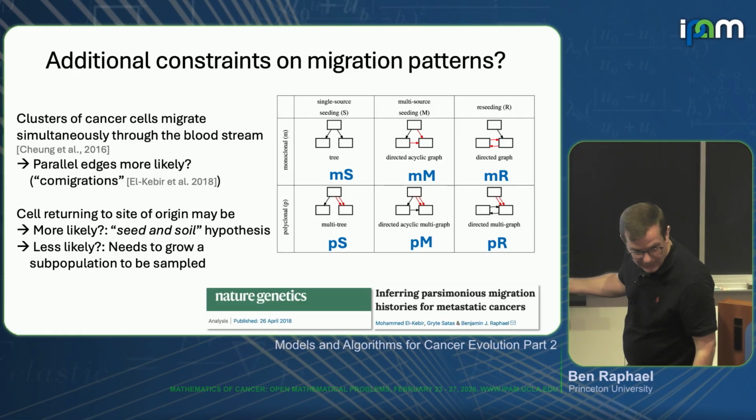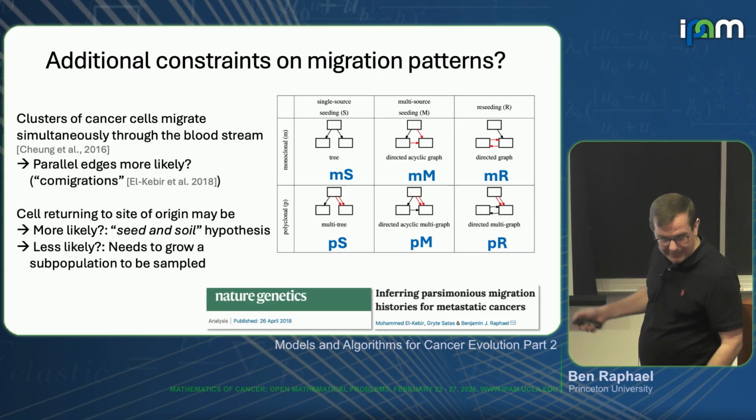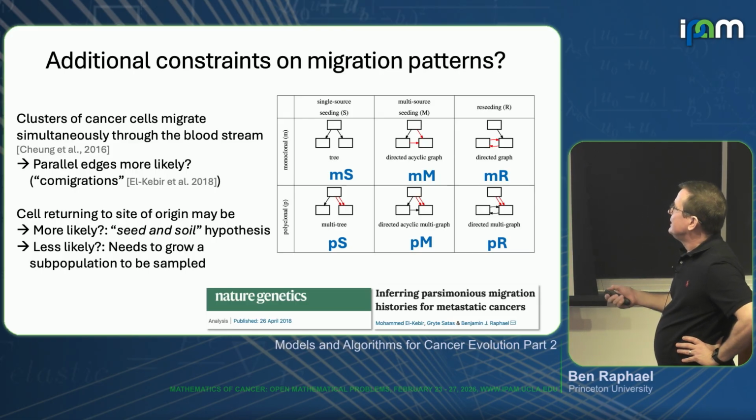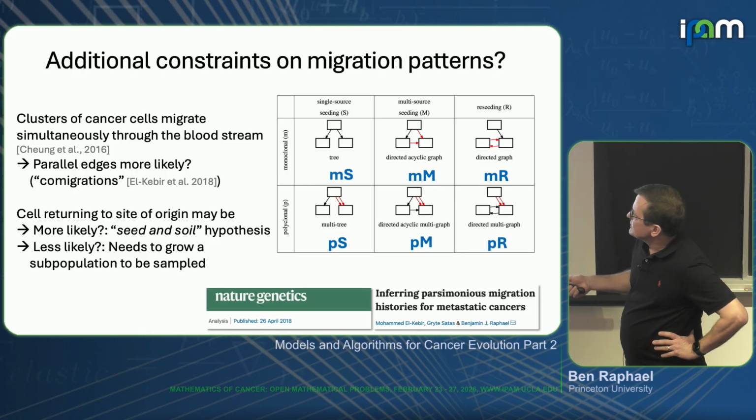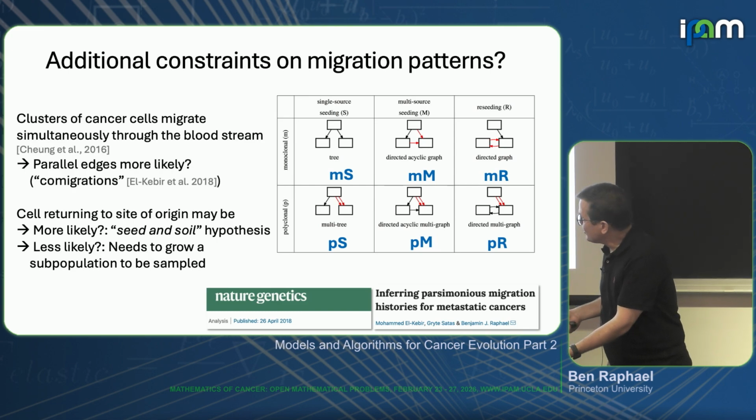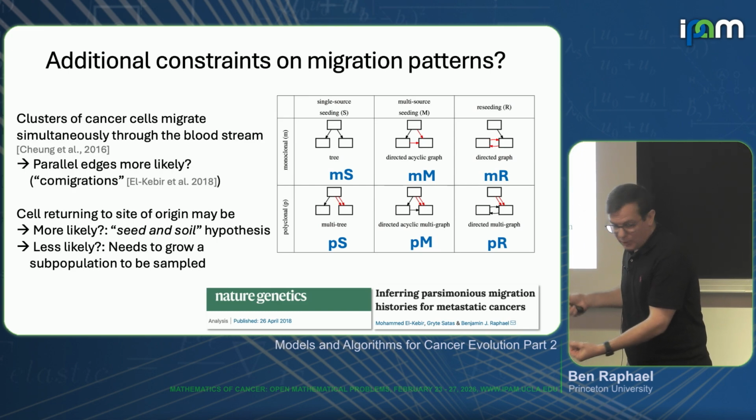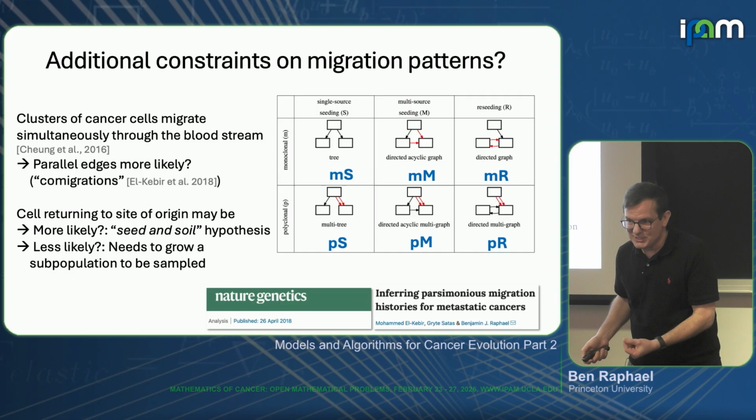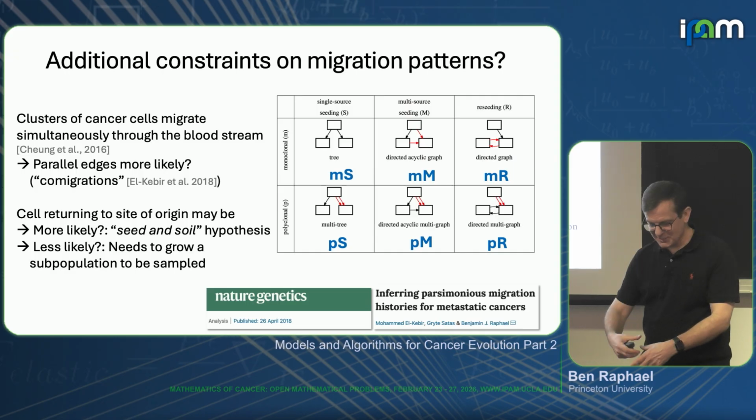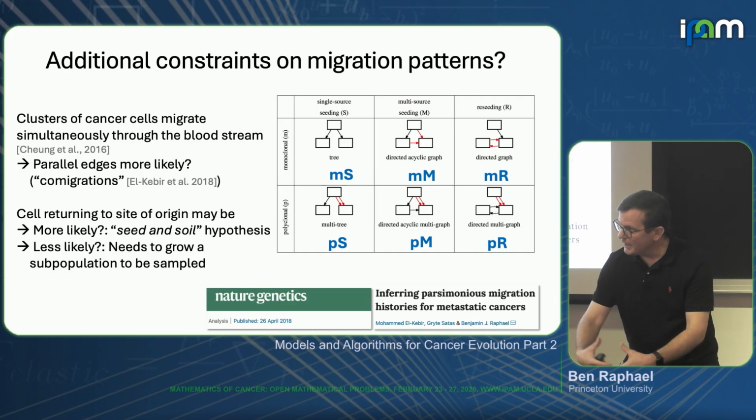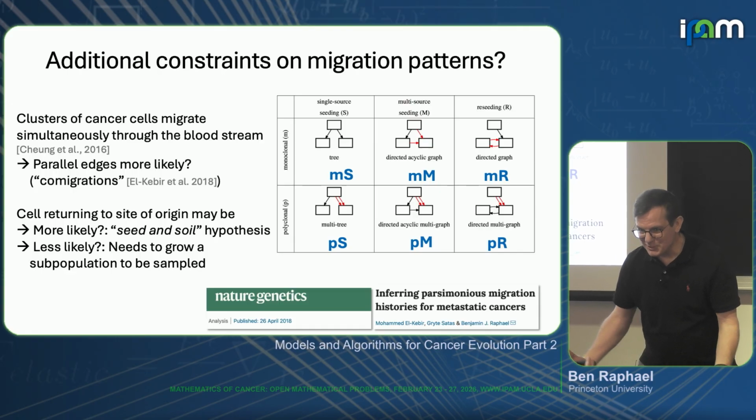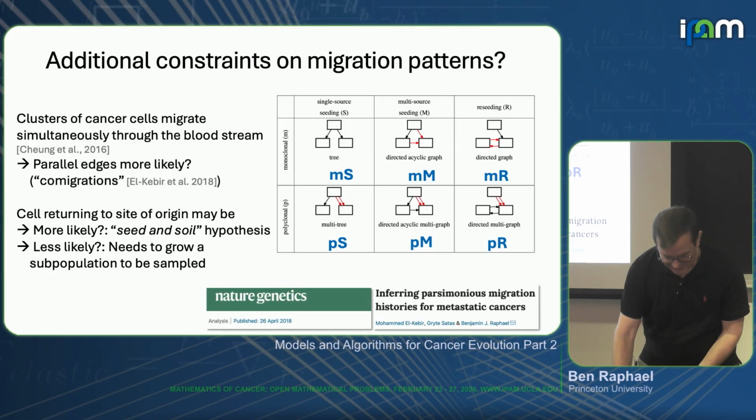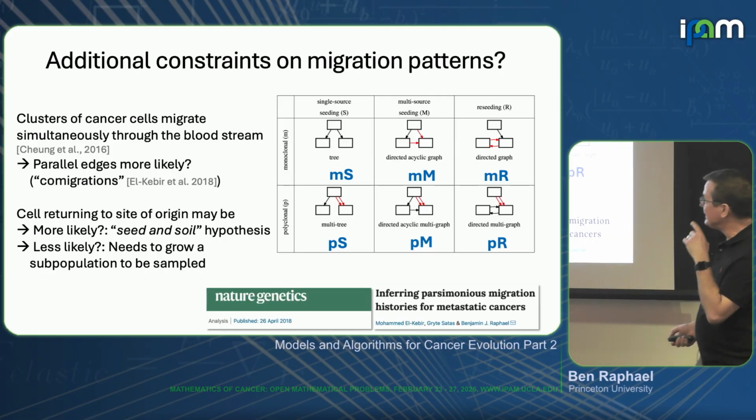We actually call these co-migrations in the paper, and we actually accounted for that. That was one of the interesting things in the paper. But the other thing is that you could have other stuff happen. So maybe a cell coming back to a location where there's already a tumor could be more likely. This is sometimes called the seed and soil hypothesis in metastasis. Like once the anatomical location is primed to be ready for a tumor cell, more can come there. This is an old idea.